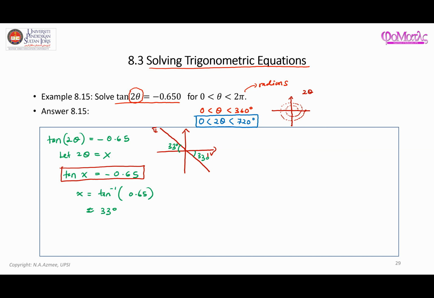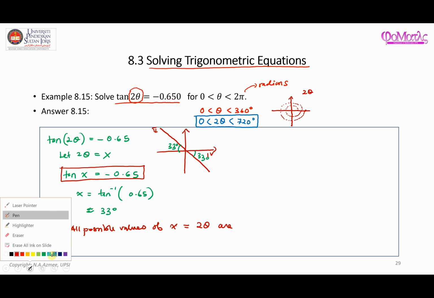Therefore, we are going to list down all possible values of x. Remember, x is actually 2 theta. So now I'm going to list down all the possible values of 2 theta, where x is equal to 2 theta.